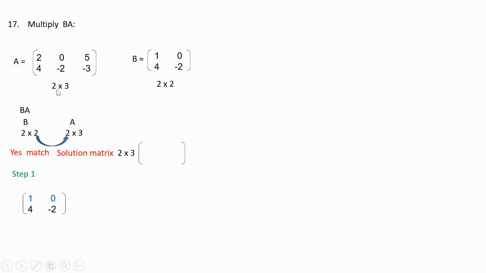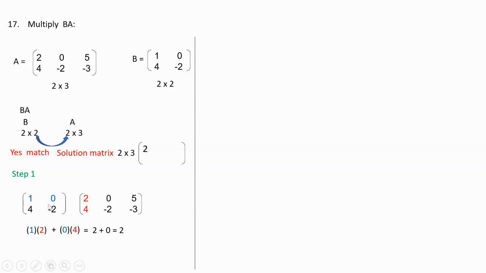Okay, so I'm going to get matrix B, right? Then I'm going to put matrix A. So I'm going to multiply the first row times every column. So we start with 2 and 4. So it'll be 1 times 2 is 2, right? And 0 times 4 will give us 0. So the answer will just be 2. So 2 goes on the first slot.